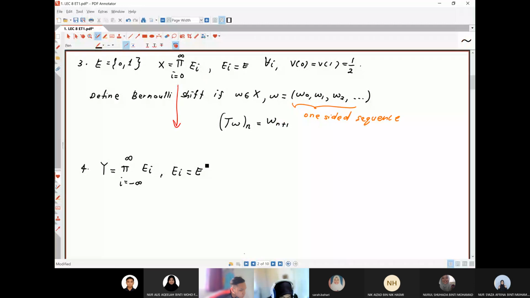So now, the new topic that we want to discover today is about isomorphism. So let's write here, isomorphism. First thing that you need to have is two transformations. So the first one, let X, sigma algebra 1 and mu be the probability measure space.